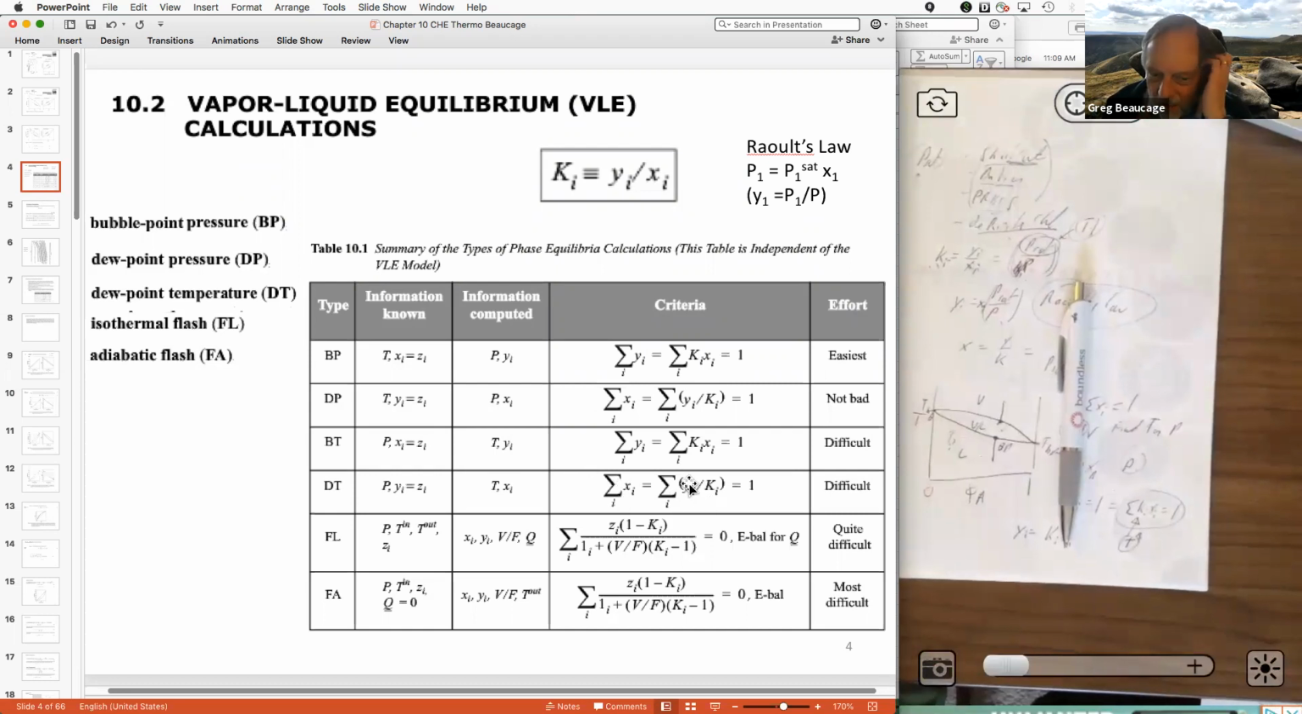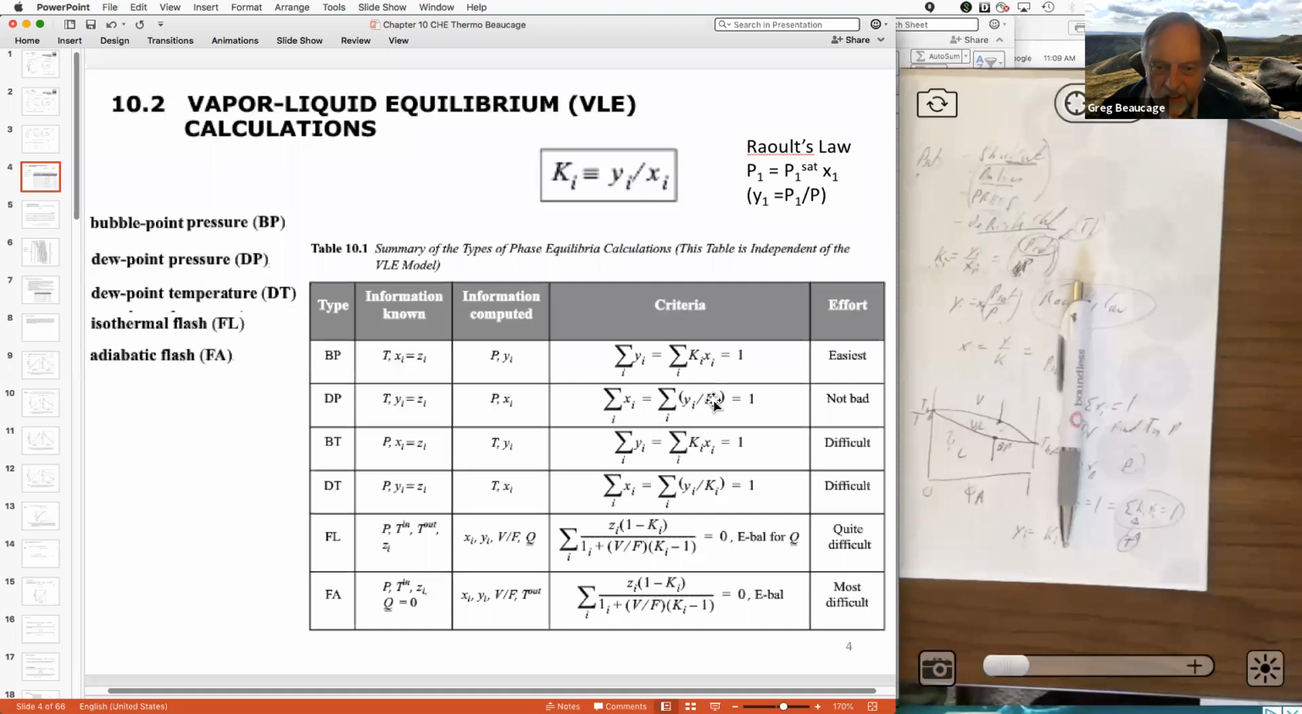So I'm going to have to do y over k. I can get k from the temperature, so I vary the temperature. Y is my input, and I get this sum to equal 1 using Solver by changing the temperature. Right, so then I can find the dew temperature. And the same thing with the pressure.